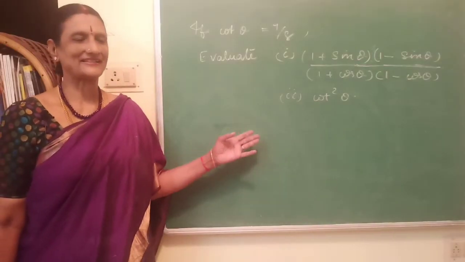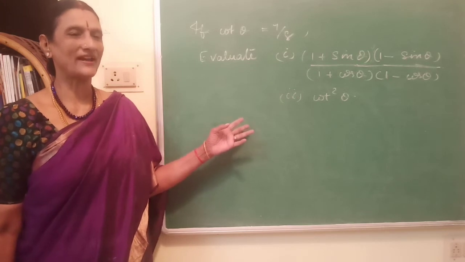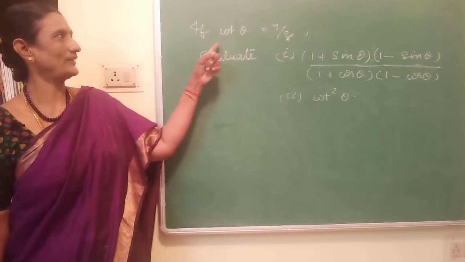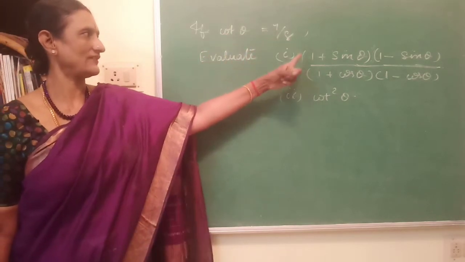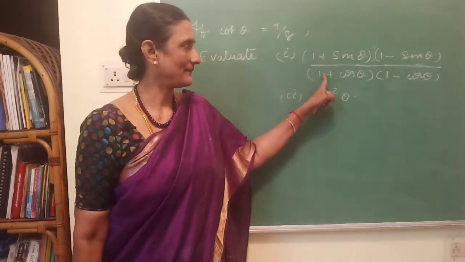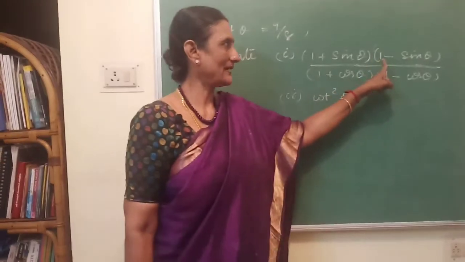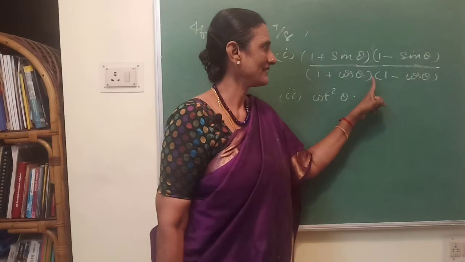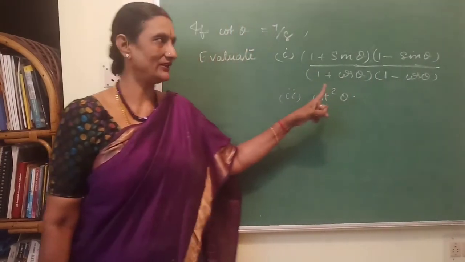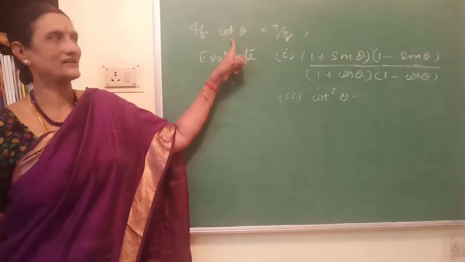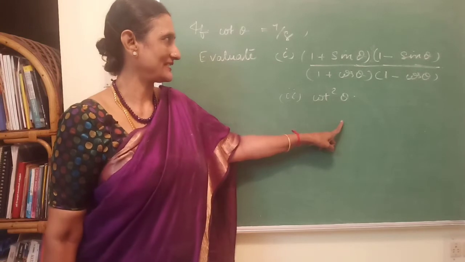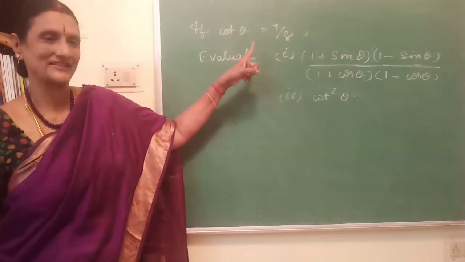That completes the exercise. And before we wind up, I want you to try one sum. Please take down, I'll read out for you. If cot theta is equal to 7 by 8, evaluate (1 plus sin theta) divided by (1 plus cos theta), multiplied by (1 minus sin theta) divided by (1 minus cos theta). I want you to evaluate this value with the assumption that cot theta is equal to 7 by 8, and then the second sum, cot square theta, and here I will give you the steps also.